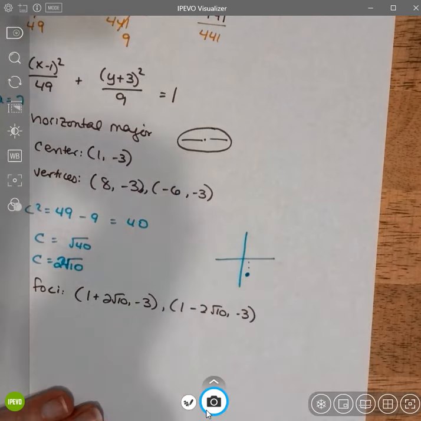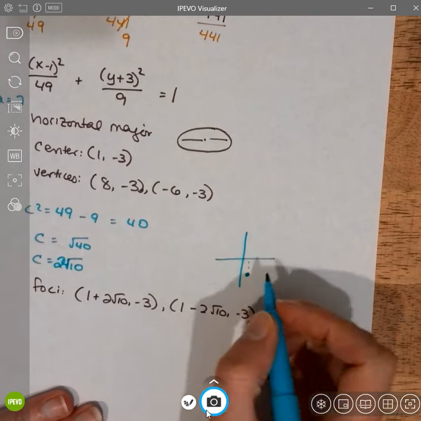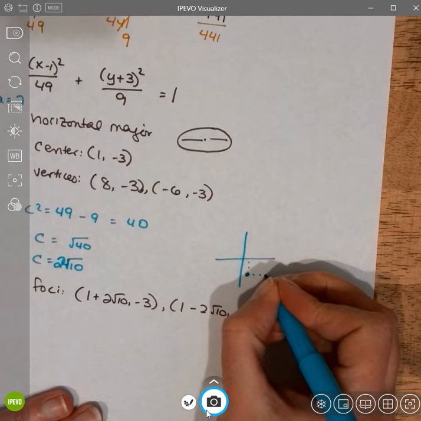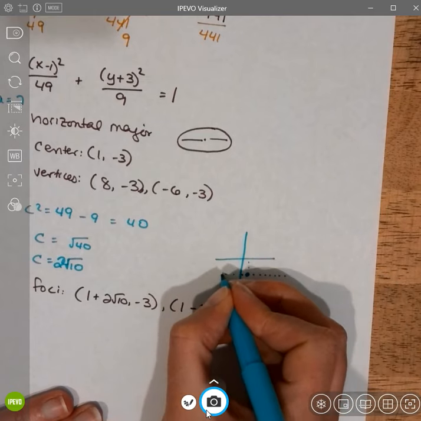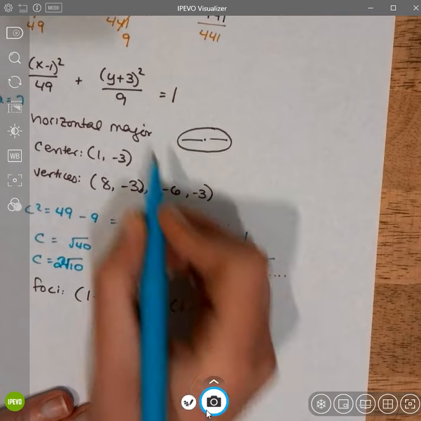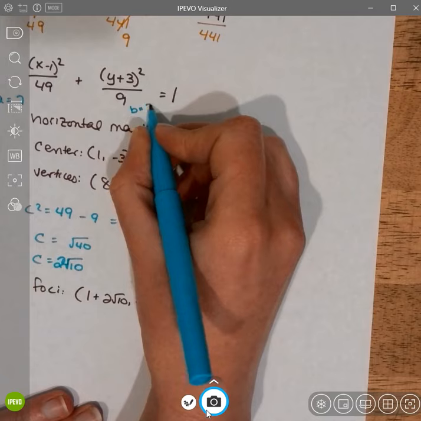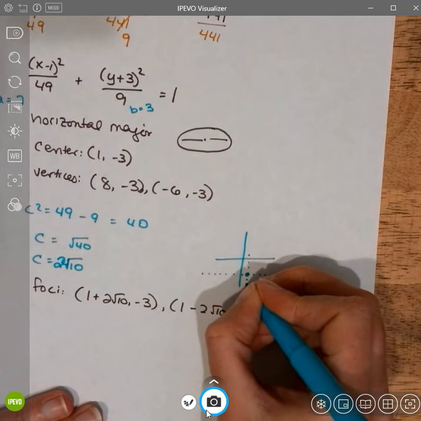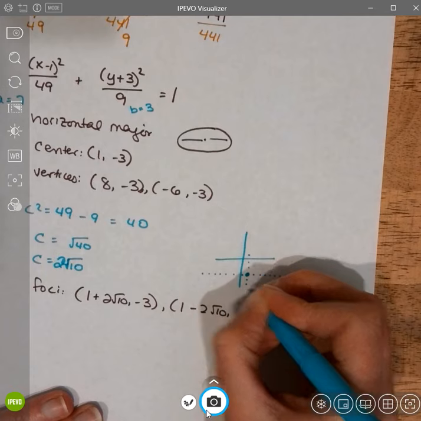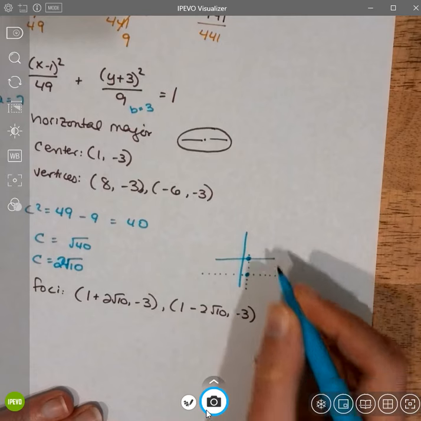All right, and I know that my major axis is going to be, what was it again, a length of 7. So we went 1, 2, 3, 4, 5, 6, 7, and 1, 2, 3, 4, 5, 6, 7. I also know the minor axis had a length of 3. So up 3, 1, 2, 3, down 3, 1, 2, 3.